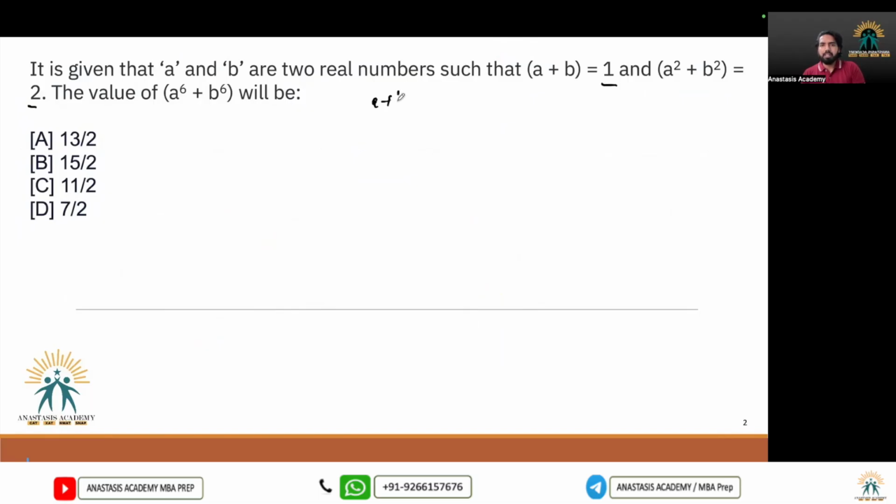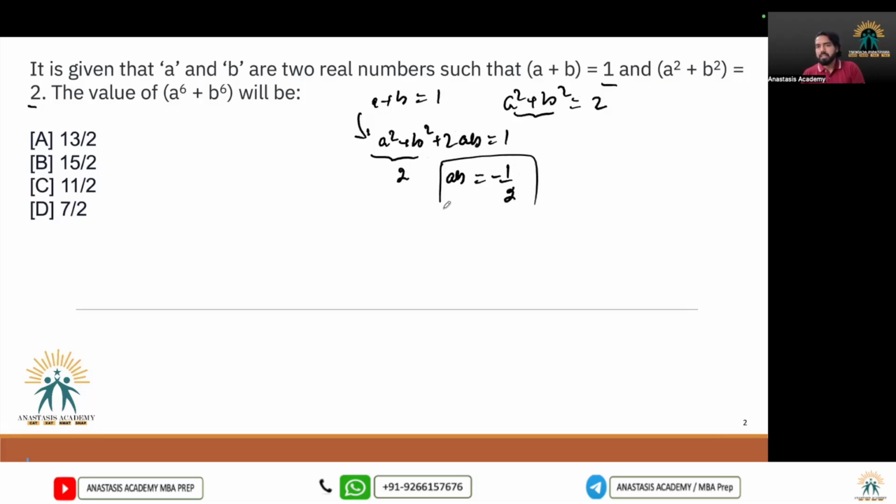So a plus b is given as 1. Now a square plus b square is given as 2. If I square this equation, I get a square plus b square plus 2 times ab is equal to 1. Also, it is given that a square plus b square is 2. So if I replace this a square plus b square by 2, I get the value of 2ab as 1 minus 2, so 2ab is minus 1. So ab is minus 1 by 2.